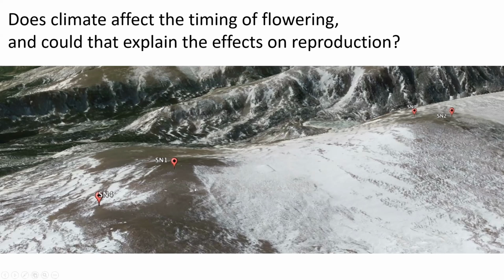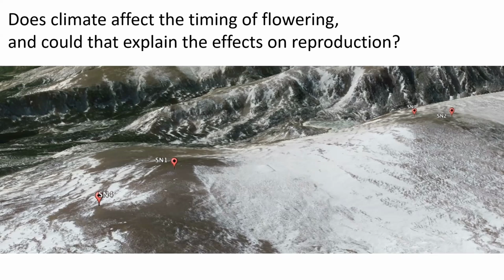And even though these sites are located relatively close to each other, they're all on this ridge, they're in slightly different microhabitats that affect their climate. So, for example, this site SN1 is on top of a really exposed ridgeline. It gets a lot of wind, and so it doesn't accumulate deep snowpack. So snow melts out pretty early, and it tends to be warmer and drier in the spring.